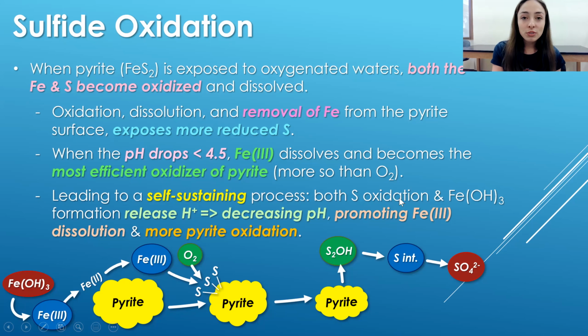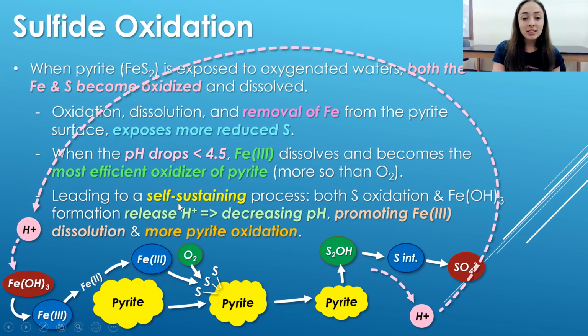Because both sulfur oxidation and ferric hydroxide formation lead to the release of hydrogen ions, this decreases pH, because we know that pH is just a concentration of hydrogen ions in solution. And because this decreases pH, the pH drops below 4.5, and this promotes iron 3 dissolution and more pyrite oxidation. And this is just a self-promoting cycle that continues to snowball down this ramp until the pH is extremely low and all the pyrite has dissolved.